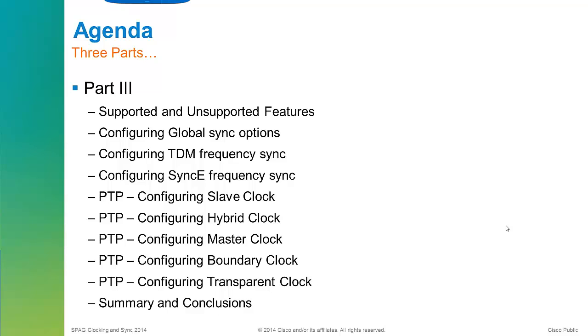So by the end of part one, you should have a good understanding of general concepts. At the end of part two, you should have a pretty good understanding of PTP. And part three, you should have a fairly good idea how to go about configuring it for SPAG products, and then probably a reference to other Cisco products as well, like the ASR 9000.